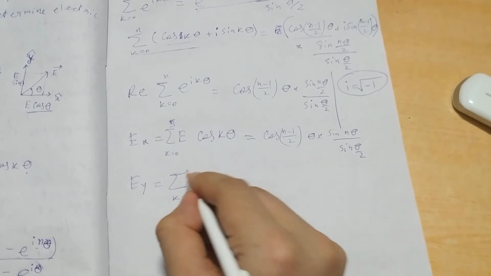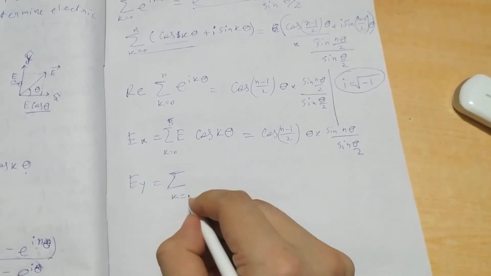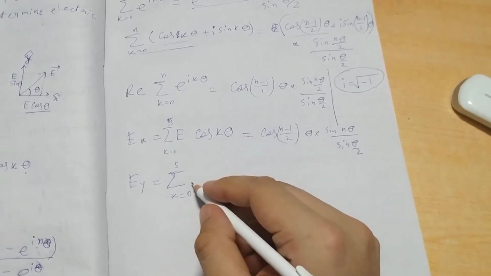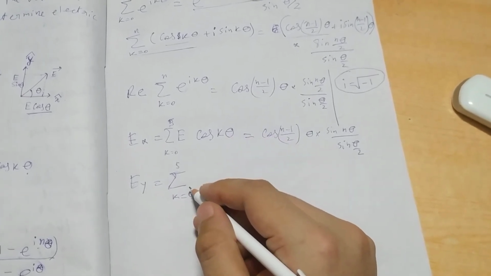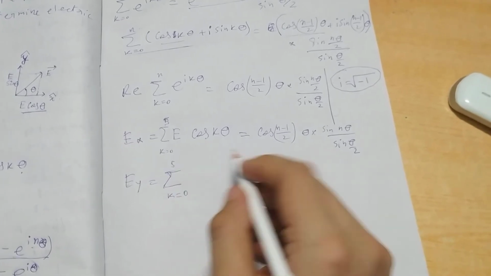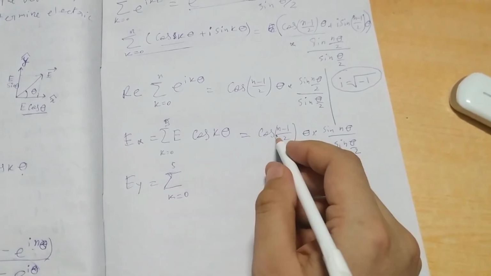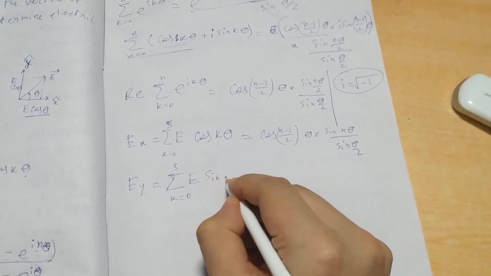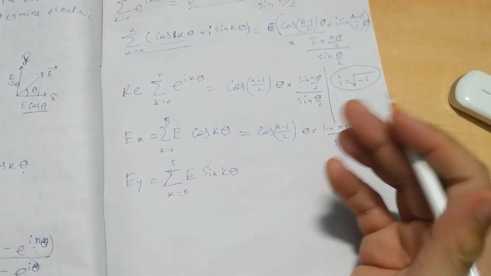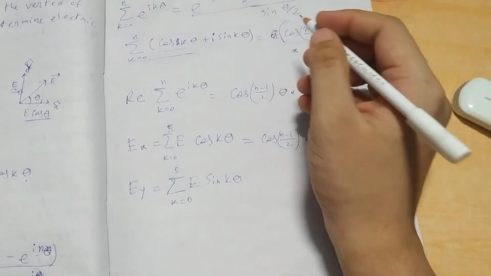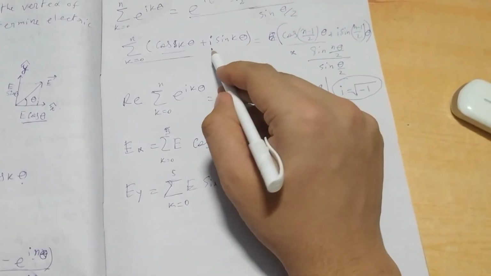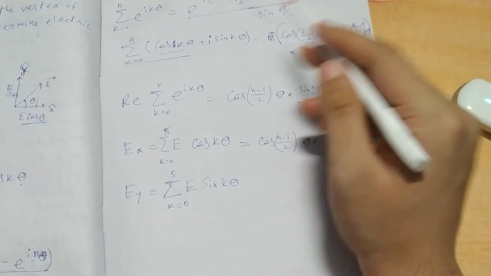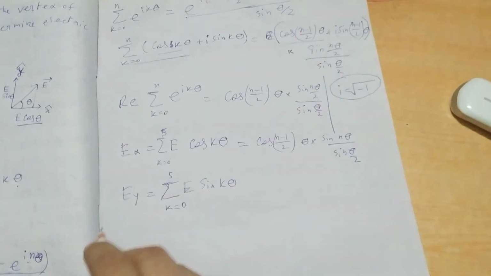Here n will be equal to 5 maximum, I'll come to that later. E sine k theta. Why? You can ask me why: there is an i here, and I didn't write the imaginary part, so let me first write that.